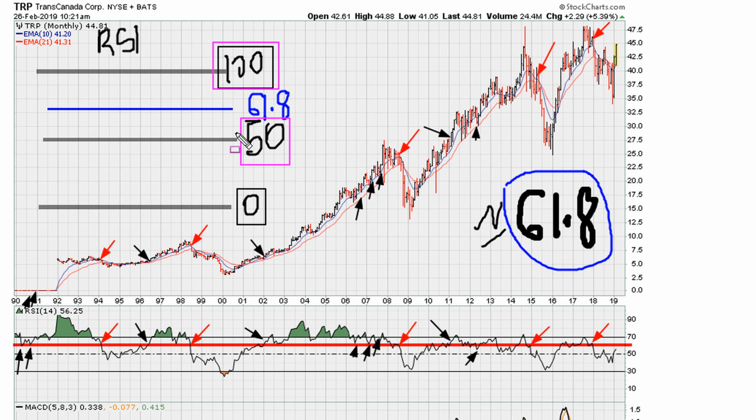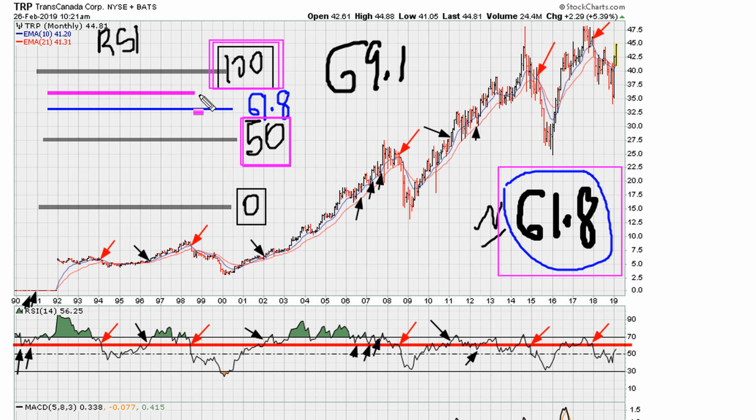where 61.8 between 50 and 100, excuse me, happens to be at 69.1 between 50 and 100. Somewhere here.